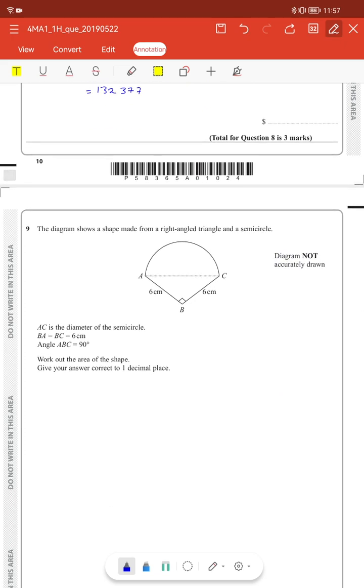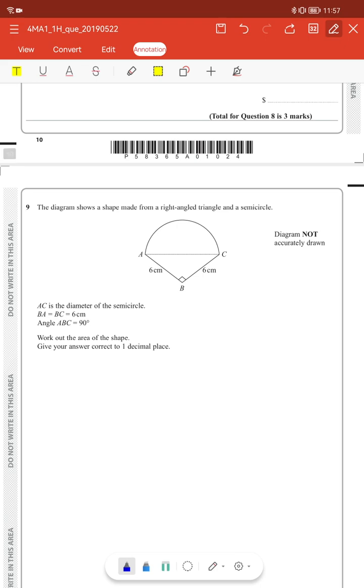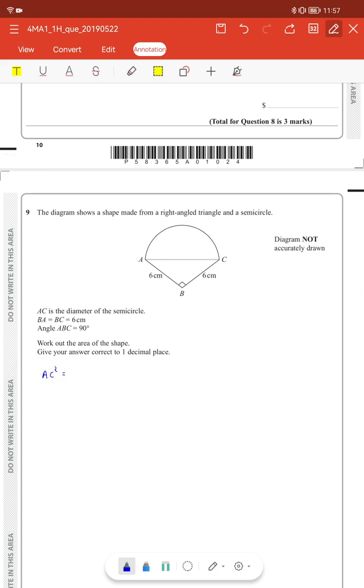The diagram shows the shape made from a right angle triangle and a semicircle. AC is the diameter, BA equals BC, angle ABC is 90. Work out the area of the shape. Well, very quickly, we know that AC is the hypotenuse of that triangle. So to work that out, we say AC squared is equal to AB squared plus BC squared, which would be 6 squared plus 6 squared, which would give us 72. So AC would equal the square root of 72. Now we have two shapes.